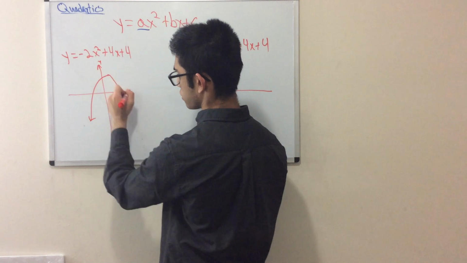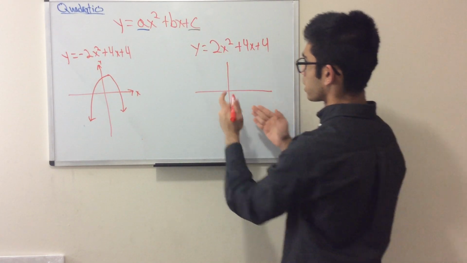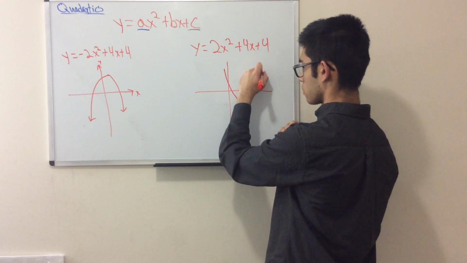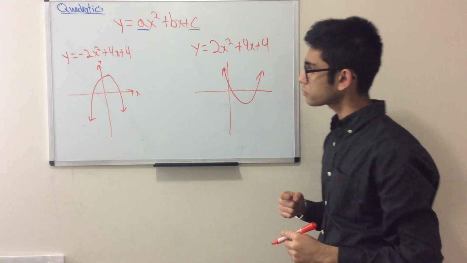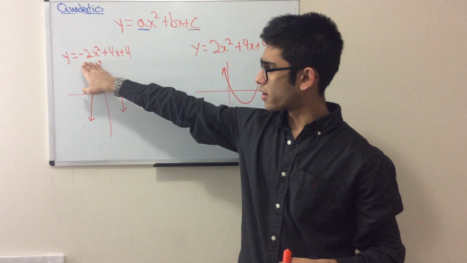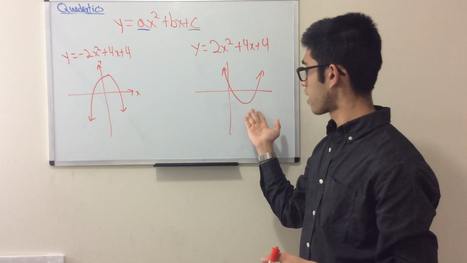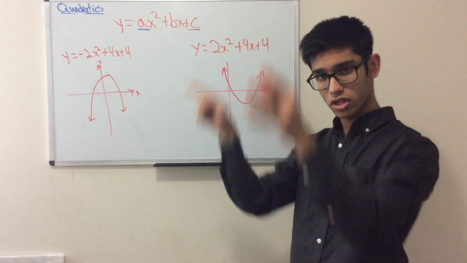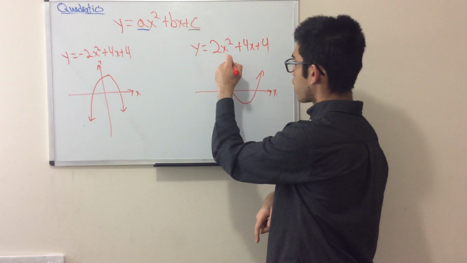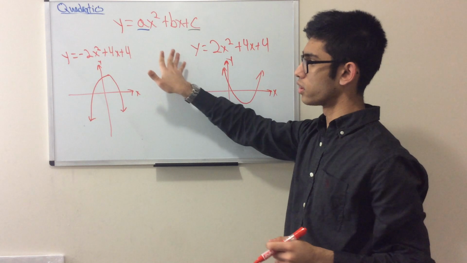Let me just define my y and x. And if it was a positive 2, it would look like this. Now, you see the difference between the two? With a negative 2x squared, my graph looks like an upside down U. With a positive 2x squared, my graph automatically turns into a normal U shape. So, if you haven't recognized already, my a value determines which way my graph will open.